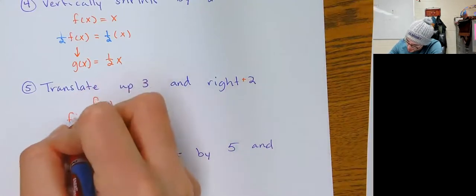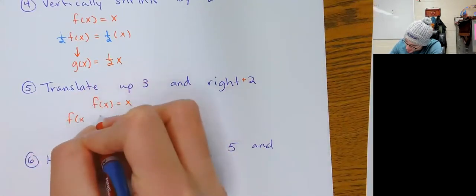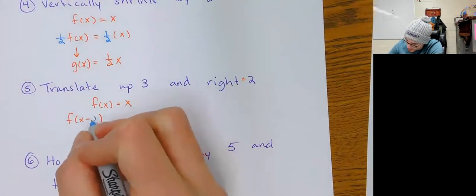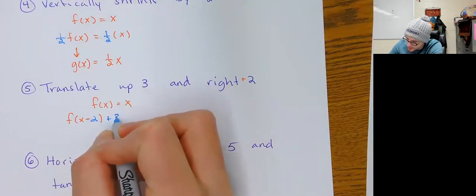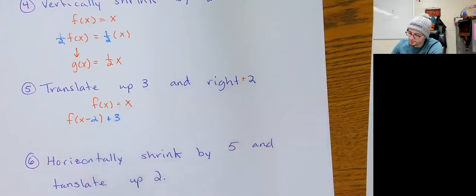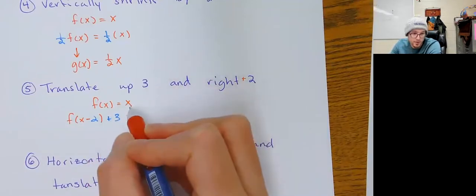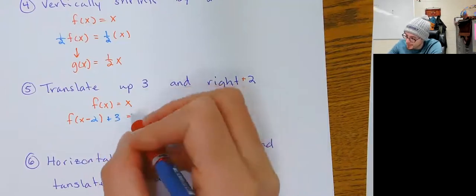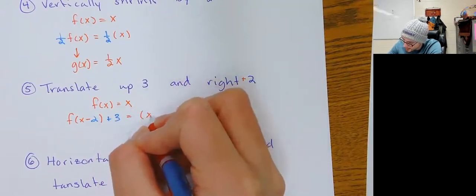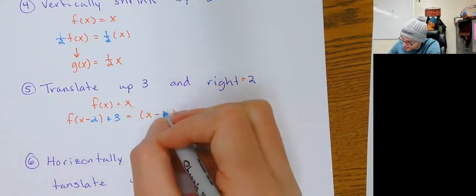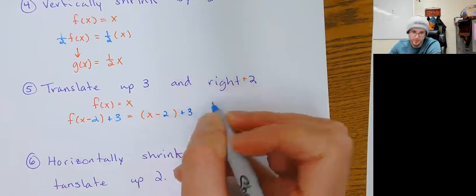So we're going to have f of x. Oh, I always want to put my minus there. So we're subtracting a 2, and then we are adding a 3 to the whole function. So equals, I'm going to again put parentheses around my input, my variable. So x minus 2, and plus 3.